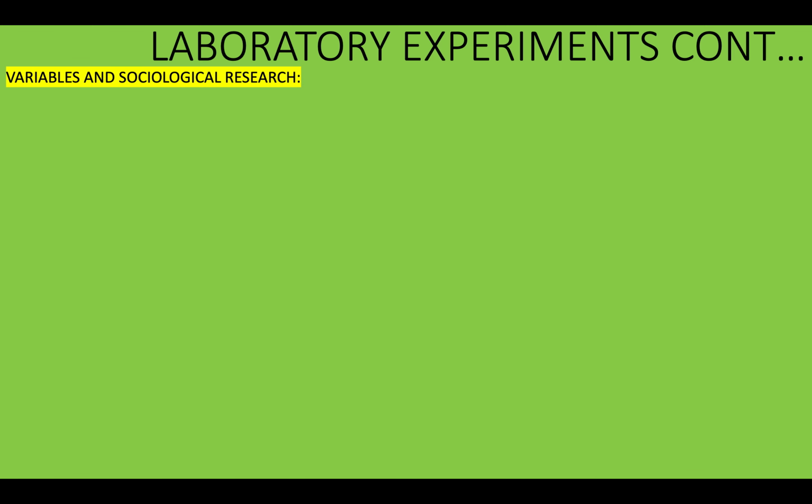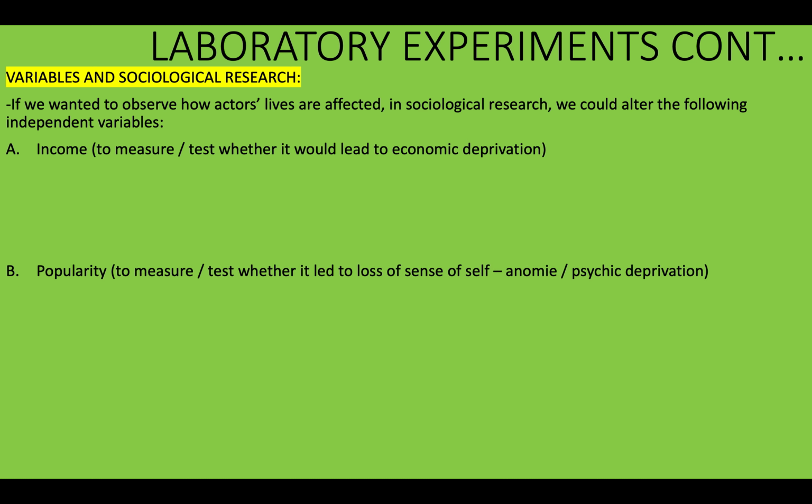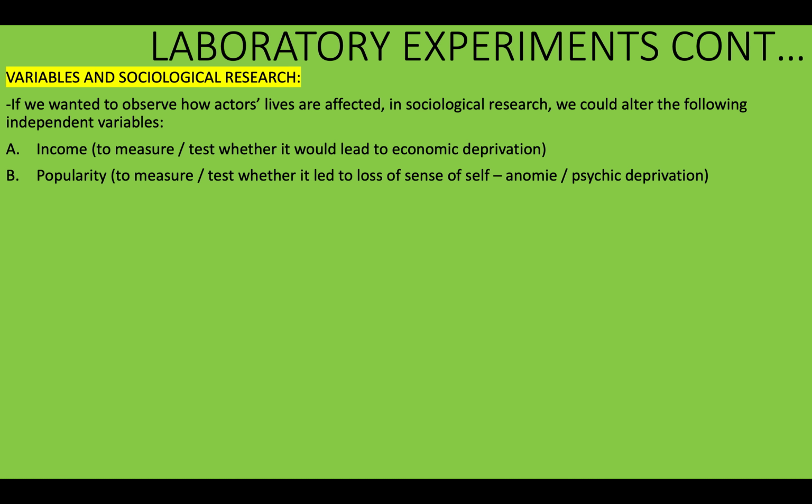Okay, let's continue to look at laboratory experiments. Variables in sociological research, because obviously we're talking about sociology. If we wanted to observe how actors' lives are affected, we could alter the following independent variables. These are examples, okay? We could alter someone's income to measure whether it would lead to economic deprivation. We could alter someone's popularity to test whether it might lead to anomie, psychic deprivation, etc. These would be independent variables that we're altering.